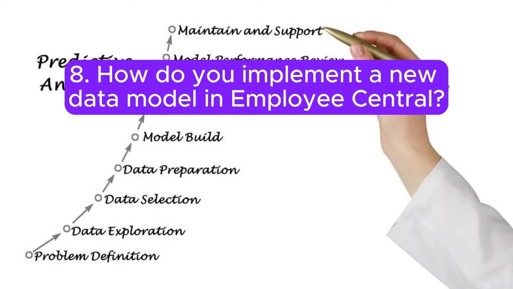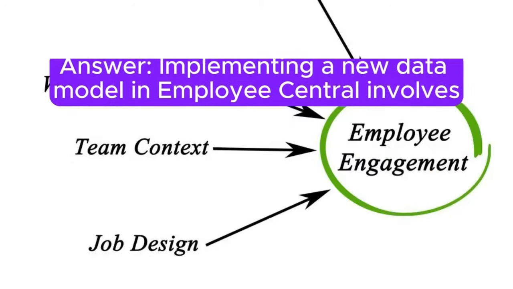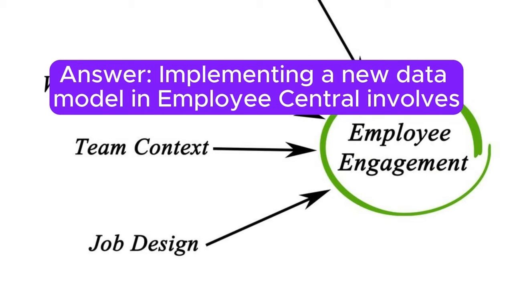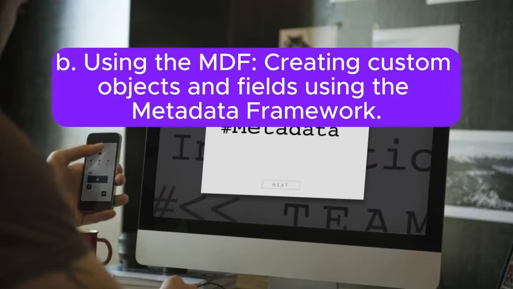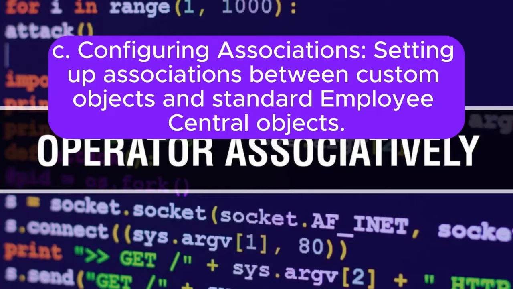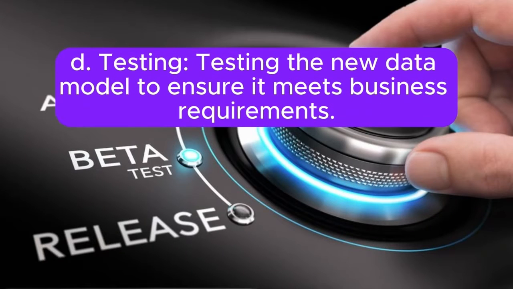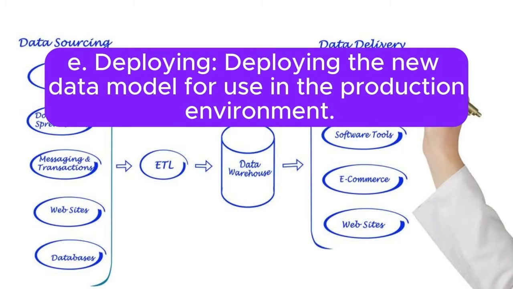8. How do you implement a new data model in Employee Central? Answer. Implementing a new data model in Employee Central involves: A. Designing the data model, identifying the fields and relationships needed. B. Using the MDF, creating custom objects and fields using the metadata framework. C. Configuring associations, setting up associations between custom objects and standard Employee Central objects. D. Testing the new data model to ensure it meets business requirements. E. Deploying the new data model for use in the production environment.